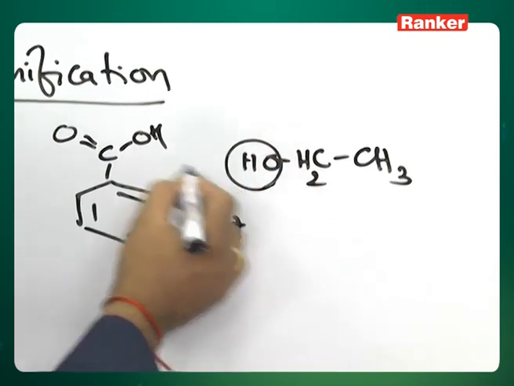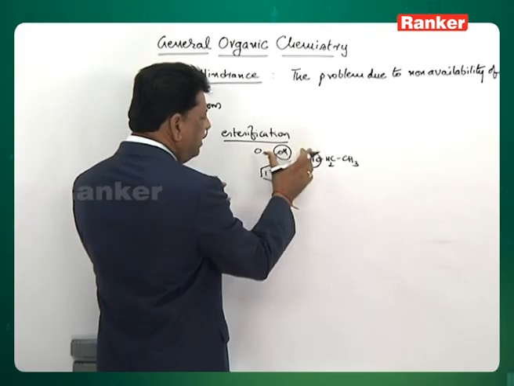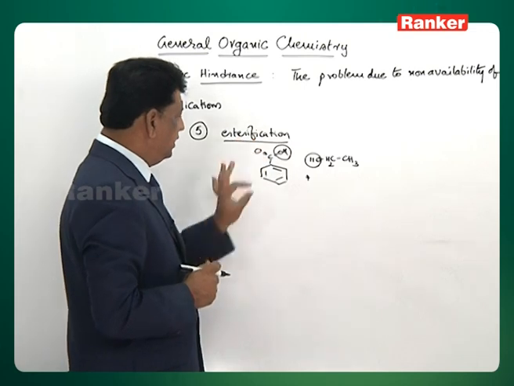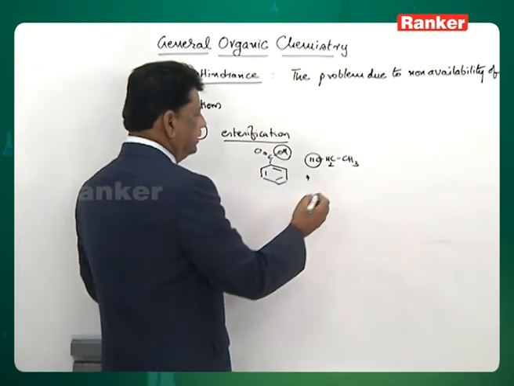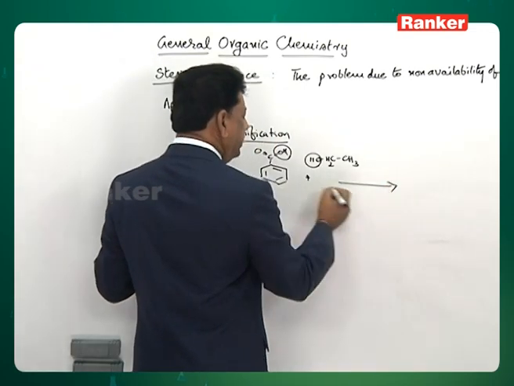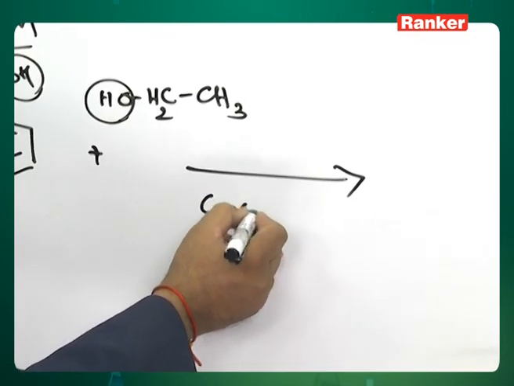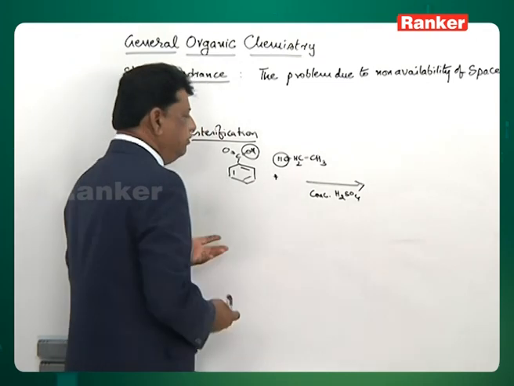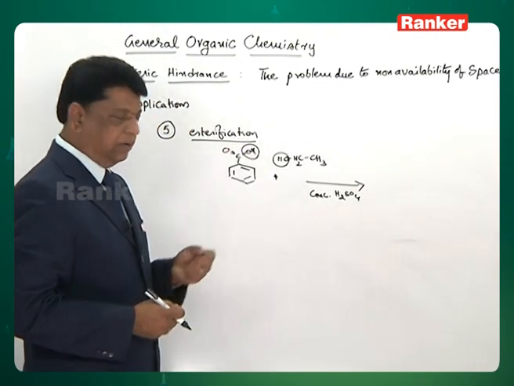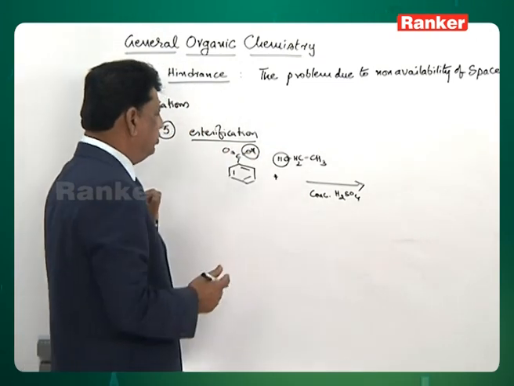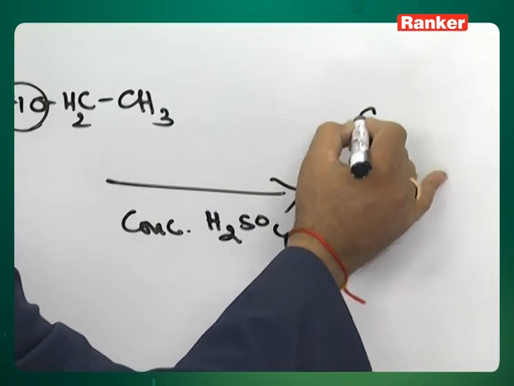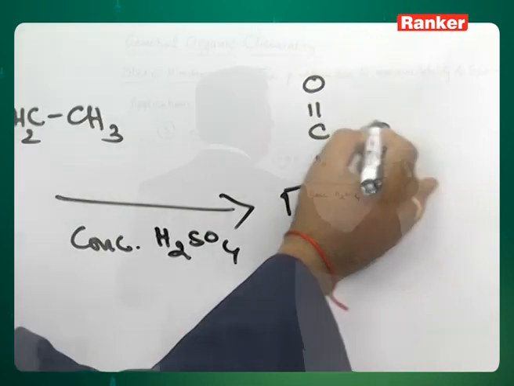the OH of this one and the OH of this one react, and one O will be left over in the center and one water is dropped. So, the acid and alcohol react with the help of a catalyst like concentrated sulfuric acid, one of the reagents that drags out the water from these two compounds. In the center you have one oxygen, C double bond with this oxygen.